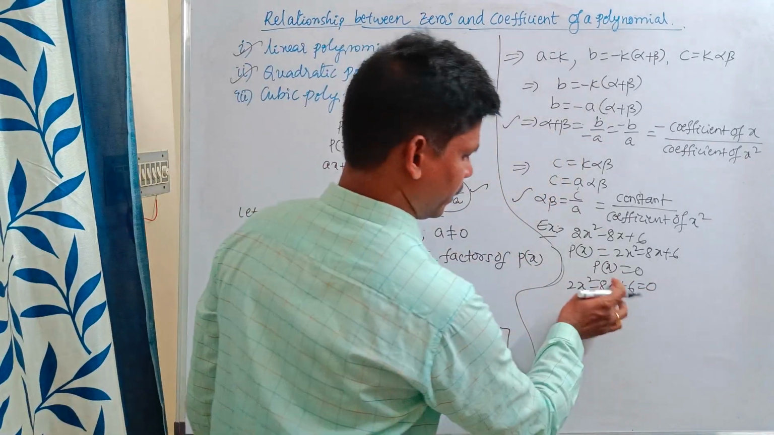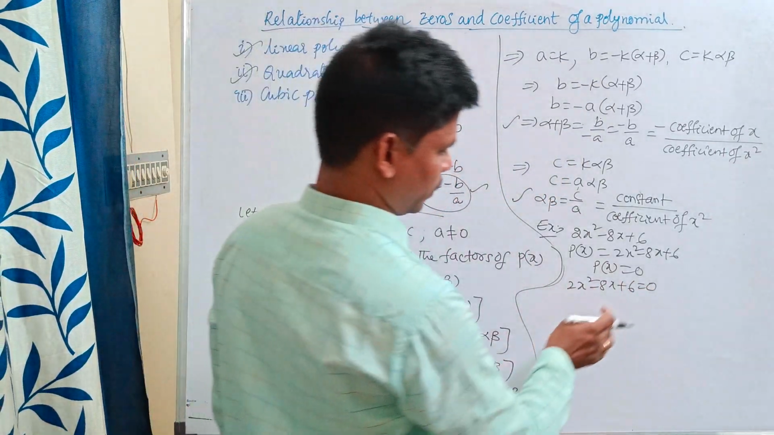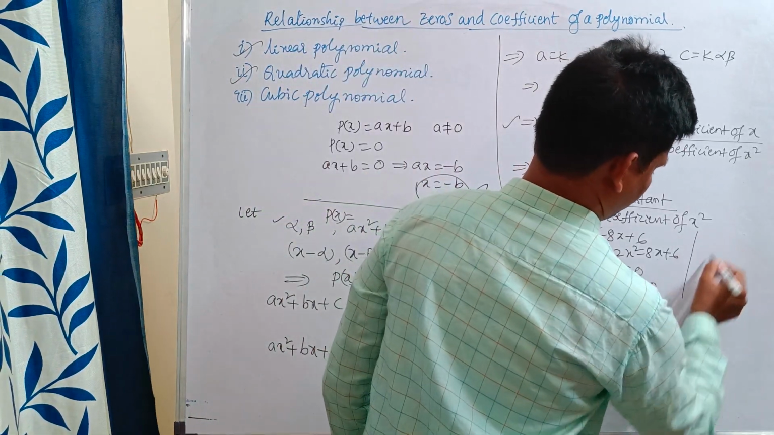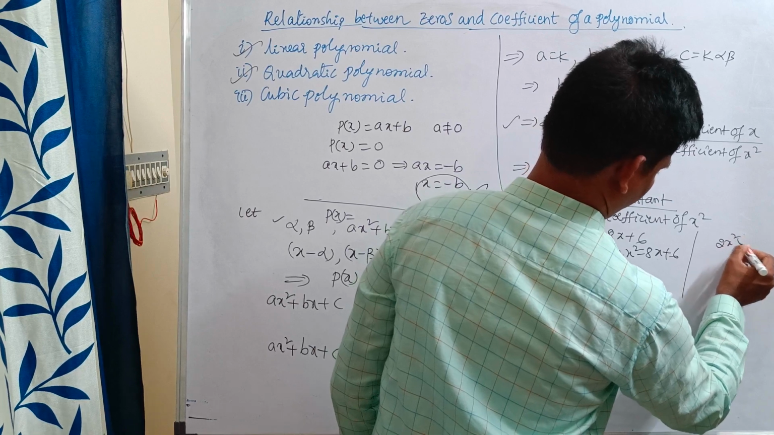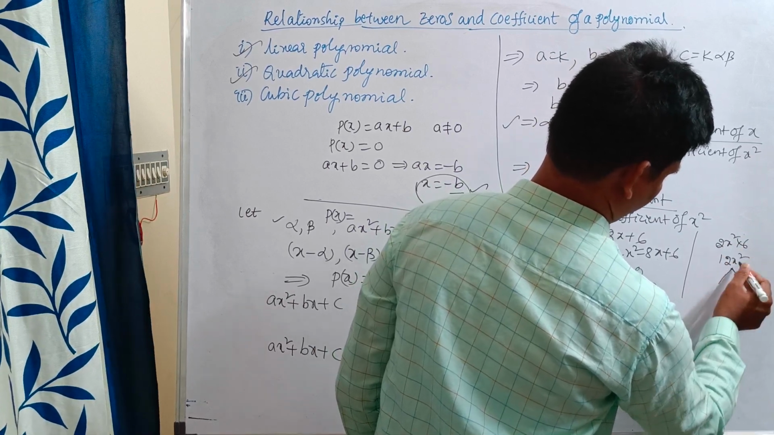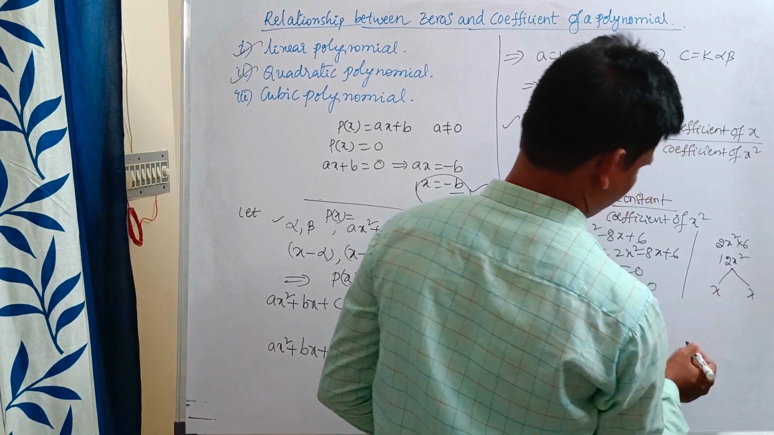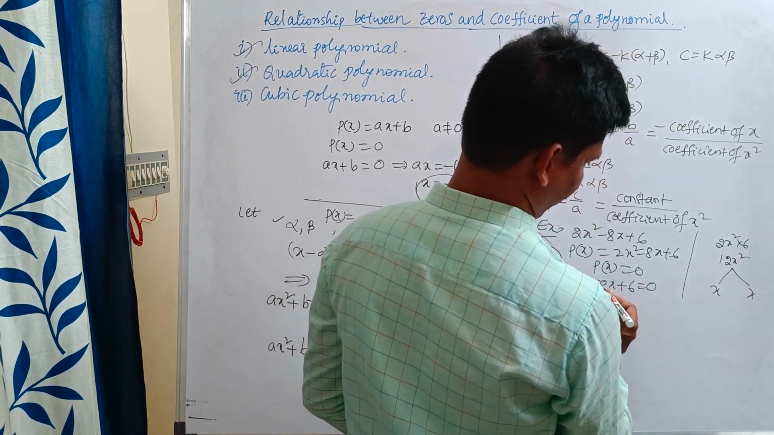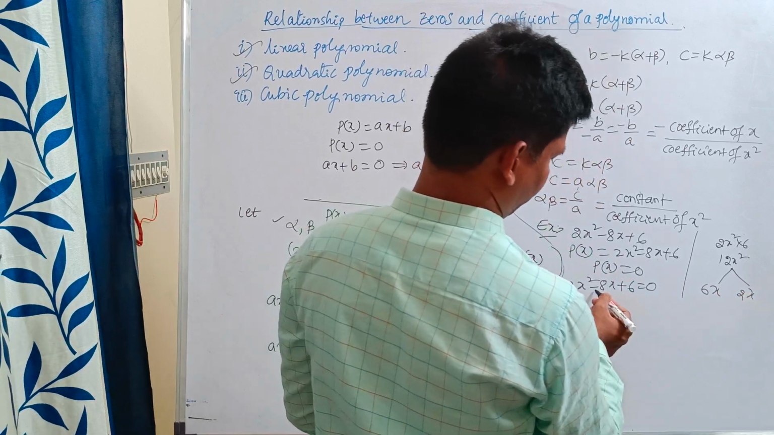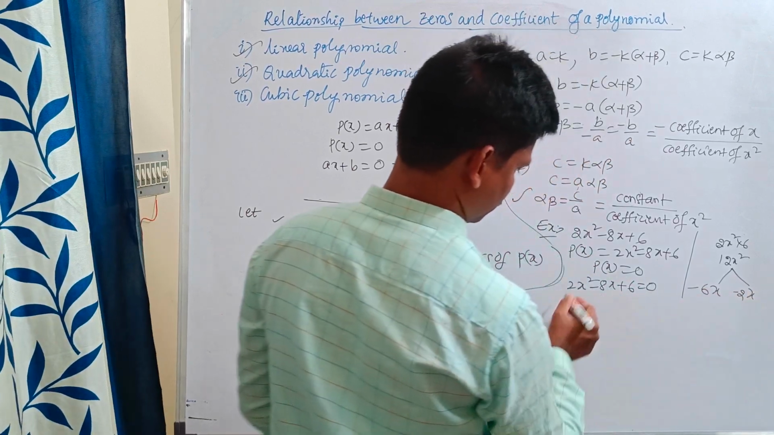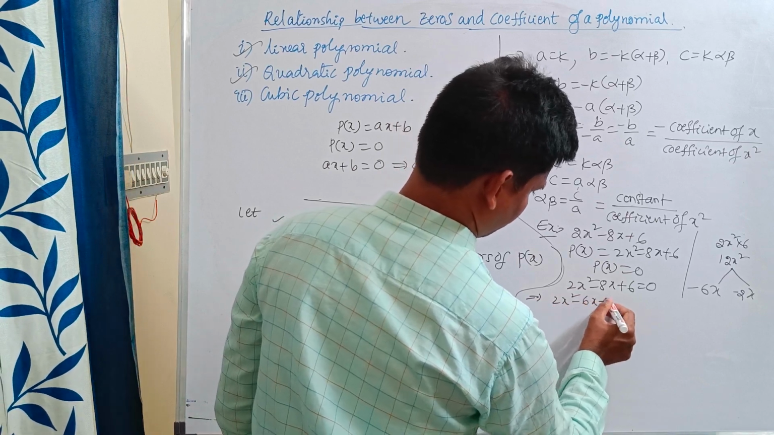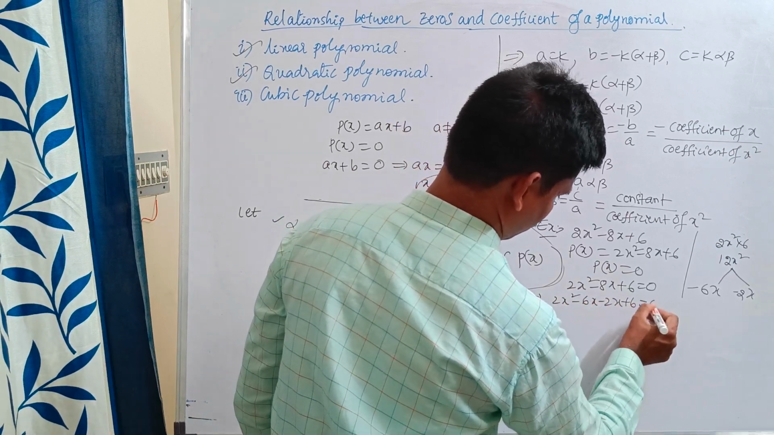Now to split the middle term minus 8x. Take 2x square into 6, that is 12x square. I write here x means x into x. So the middle term is 8, which we split as 6 and 2, and take both as minus. So here 2x square minus 6x minus 2x plus 6 is equal to 0.